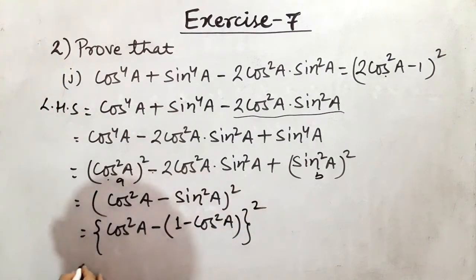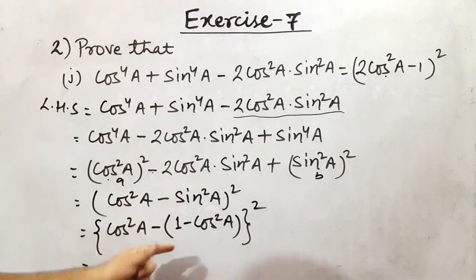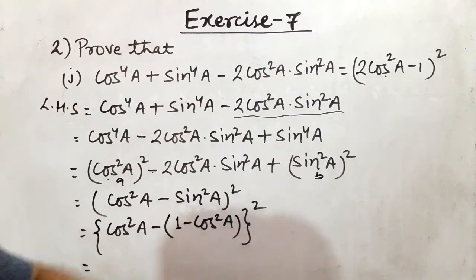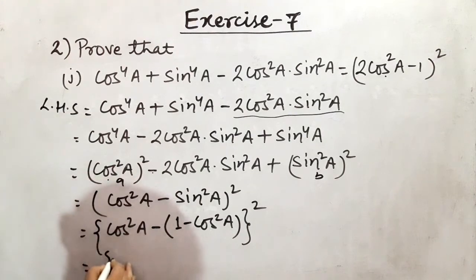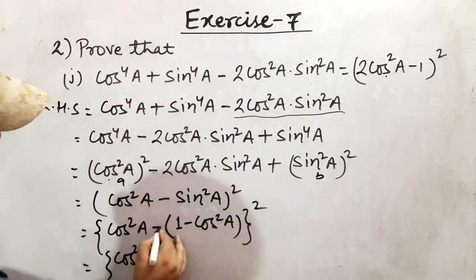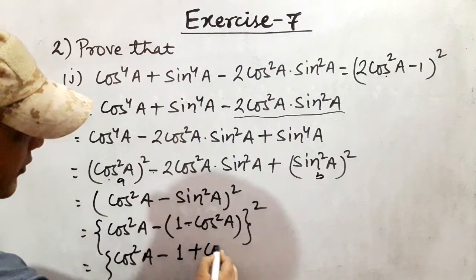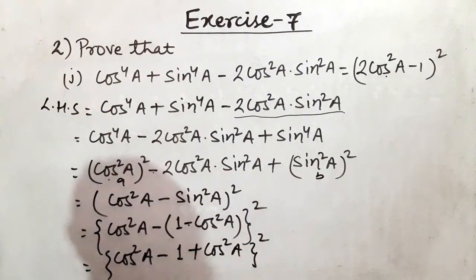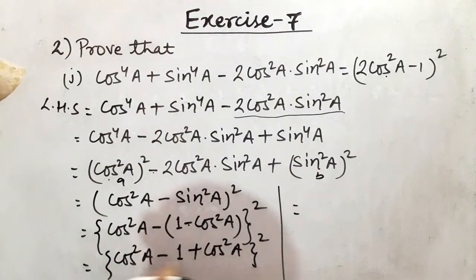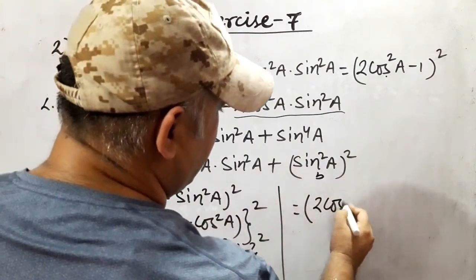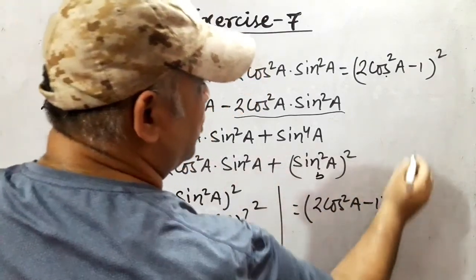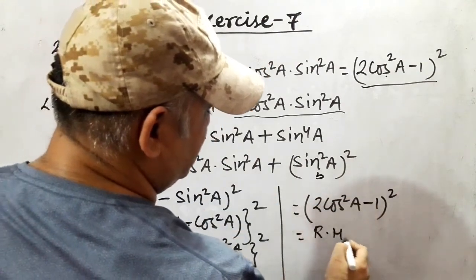whole square. Let's see again, cos square A minus sin square A is equal to 1 minus cos square A. I have to keep it in a bracket. Then, whole square. Cos square A, let me open the bracket, minus 1, minus into minus plus cos square A, whole square. So cos square A plus cos square A becomes 2 cos square A, minus 1, whole square, which is our right hand side. So it is proved.